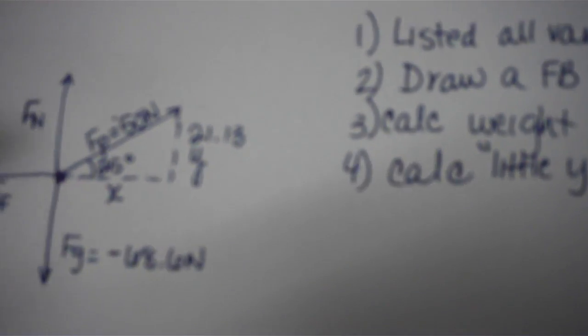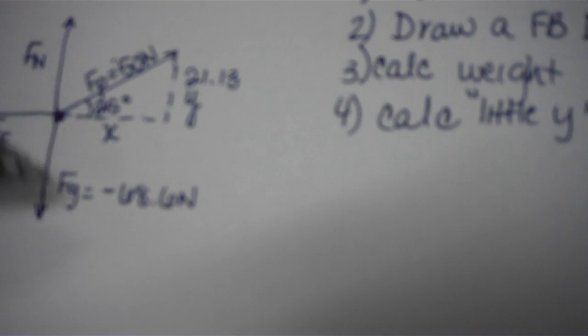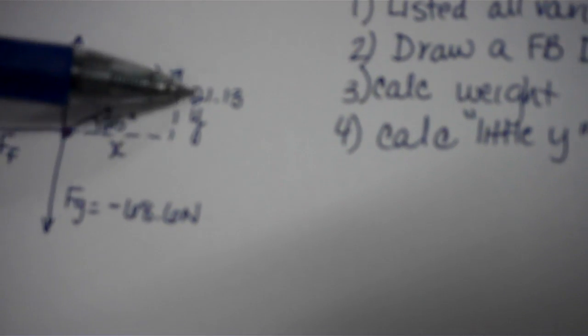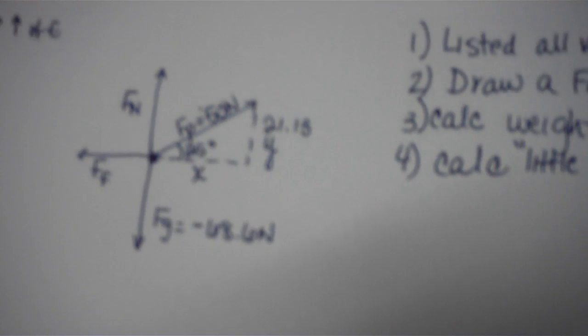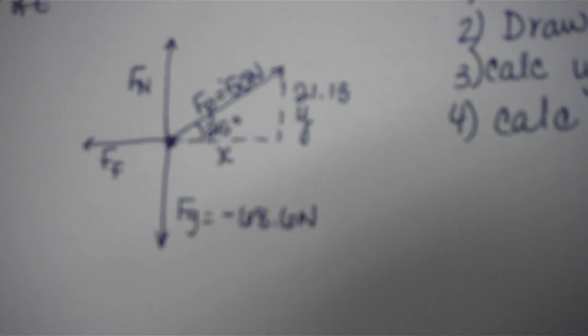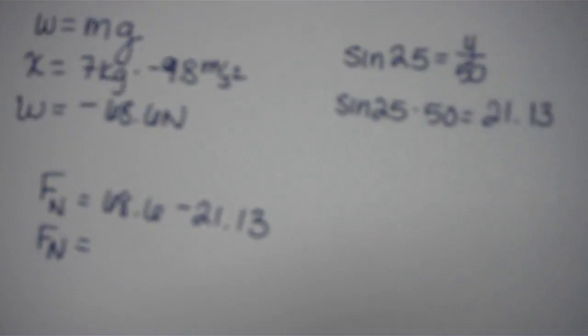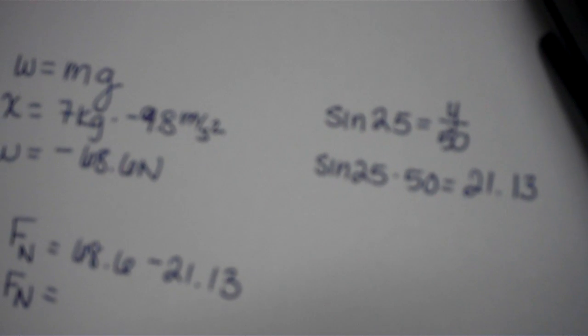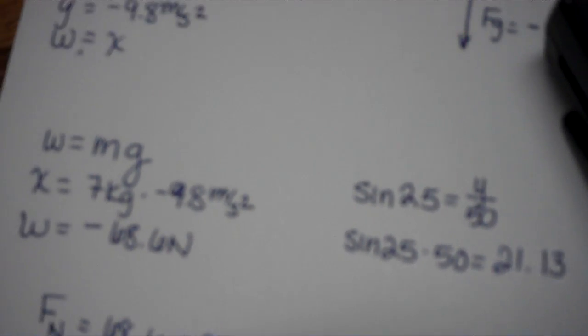Okay, so in this case, typically the normal force would be a positive 68.6, but we're getting help with this 21.13. So our normal force in this case is going to be what the normal force should be, 68.6, minus the help that it gets, 21.13. So the normal force is 68.6 minus 21.13. We get 47.47. So our normal force in this case is 47.47 newtons.